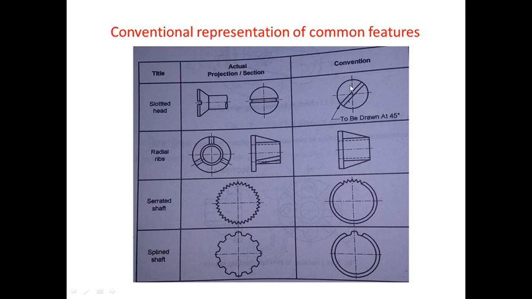So basically, if you want to represent a slotted head on a drawing sheet, we will represent it by a conventional symbol as shown here. Similarly, if you want to represent a serrated shaft, we will use these symbols. Because if we draw the actual projection with the true dimensions of these parts, the serrated shaft, radial ribs, it will be a very time consuming process. So, in order to reduce the time, we use the conventional representation of the parts.